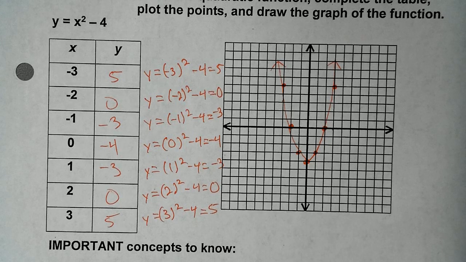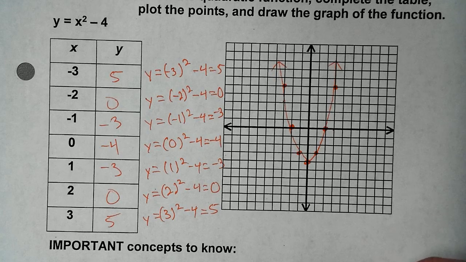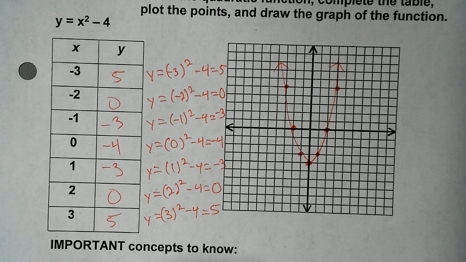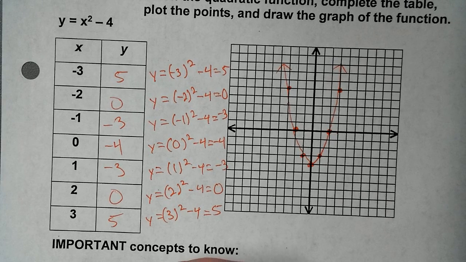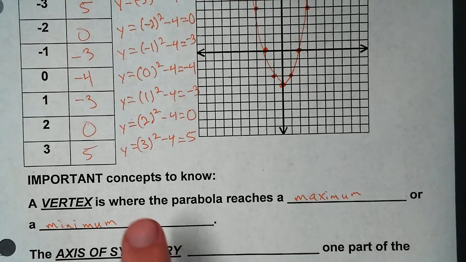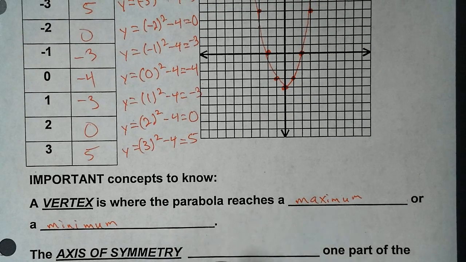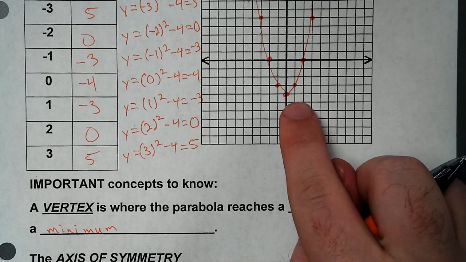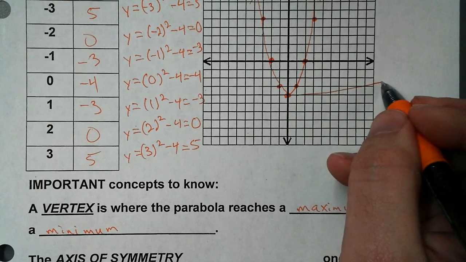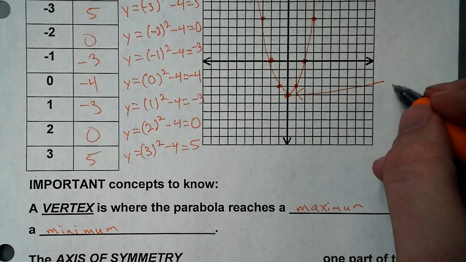A vertex is where the parabola reaches a maximum or a minimum. I'm sorry, I was reading the definitions, but you guys couldn't see it. A vertex is where the parabola reaches a max or a min. It does reach a minimum right here. So this little dot right there, that's our vertex.